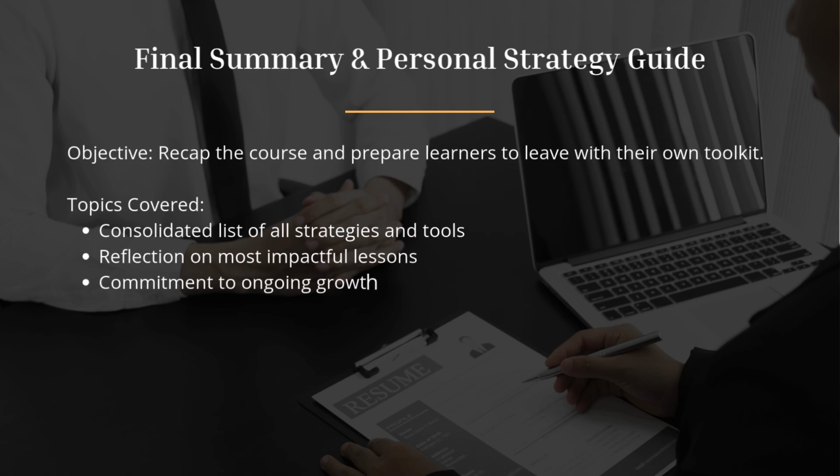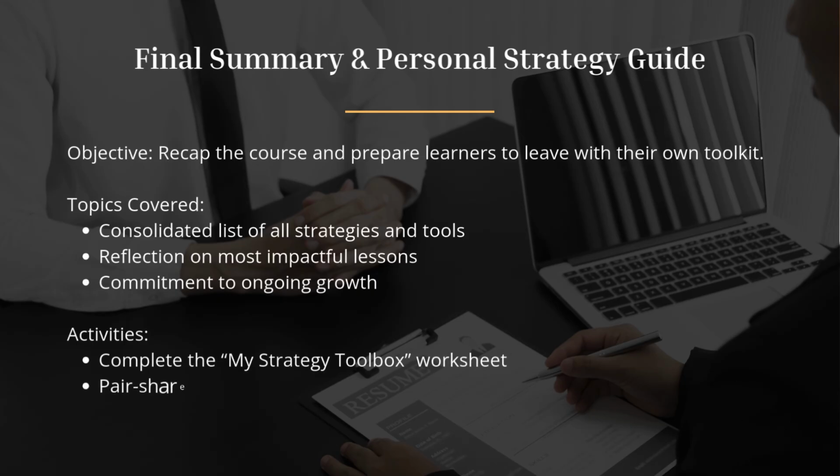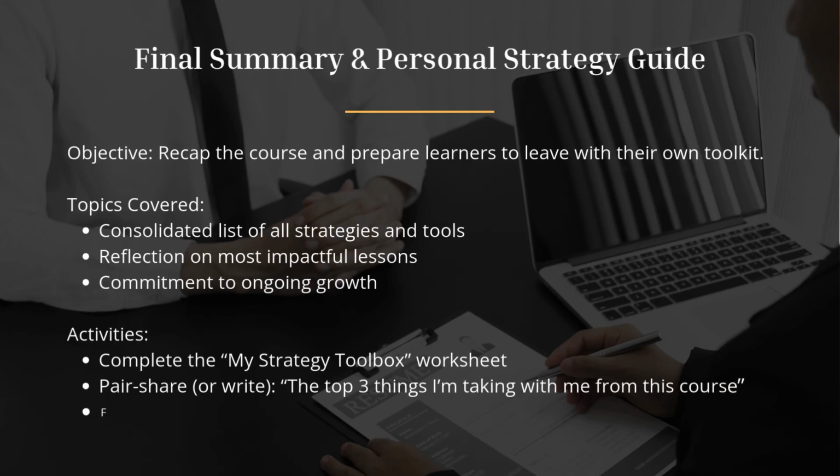Commitment to ongoing growth. Activities: complete the My Strategy Toolbox worksheet. Pair, share, or write the top 3 things I'm taking with me from this course. Final journal prompt: how have I changed, and what's next?